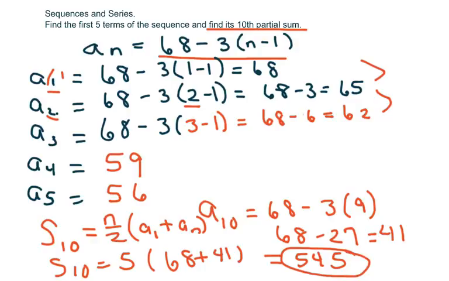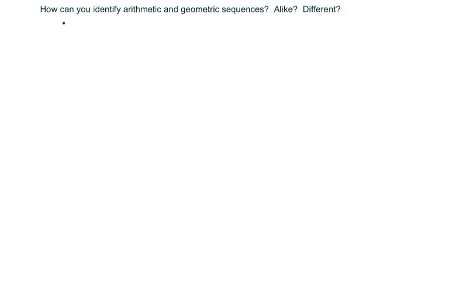All right. Now, the next problem is just asking you how to identify arithmetic and geometric sequences. So first of all, sequences, how they are alike. Sequences are a list of numbers. You don't add them. Series is where you add them. It's the sum. So they're just asking about sequences. It's a list.